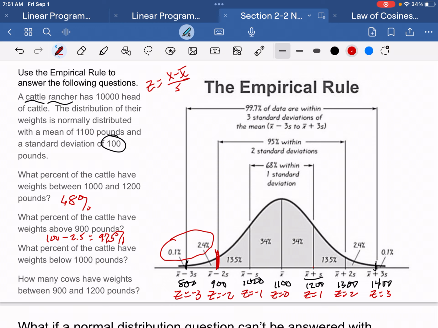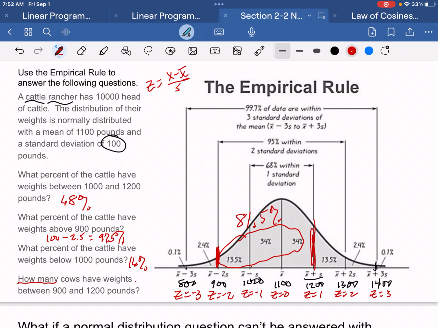What percent of the cattle have weights below 1,000? Well, let's see here. Below 1,000 is the sum of these three percentages, and you would find that those add up to 16%. How many cows have weights between 900 and 1,200? Now be careful, this says how many. So let's see, 900 is here, 1,200 is here. If I add those up, I get 81.5% of his cattle have weights between 900 and 1,200 pounds.